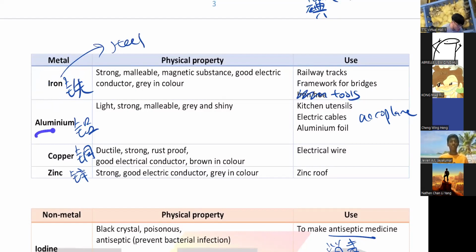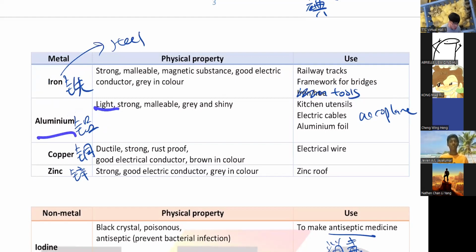Next, aluminium. Aluminium is your lü, the thing you use in your tin can. The main thing about aluminium is they are lightweight. So you use it in your kitchen utensil, cable and aluminum foil, and your aeroplane is actually made from aluminum because it's lightweight. We don't use iron for plane because plane needs to be lightweight.